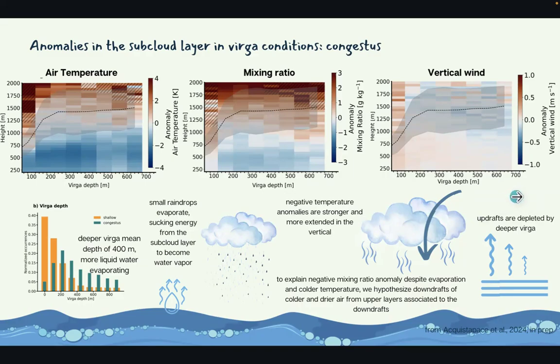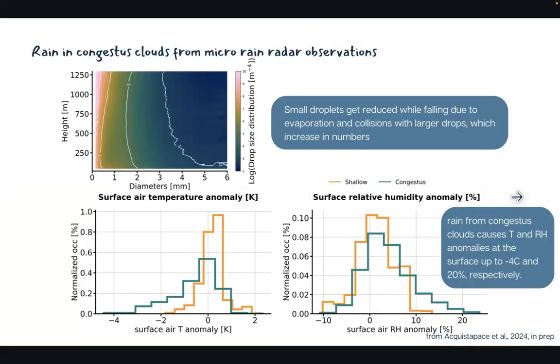Okay, so what about rain? We also could derive the profiles of raindrop size distribution, and this is a statistic that I compiled for the whole campaign, looking mainly at congestus clouds. What we can see, as a function of elevation in this upper panel, is that the small droplets reduce when you go closer to the ground, and the larger droplets increase. What can explain this is, of course, the evaporation of the smaller droplets, but also the collision with the larger drops while they fall, which might also be a reason why they increase in number.